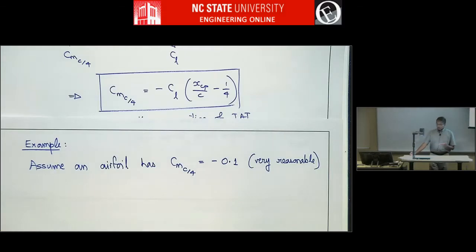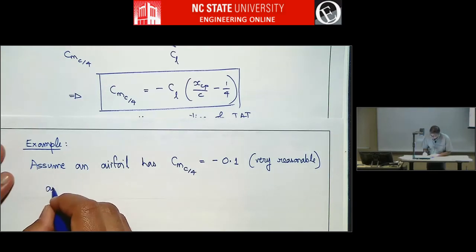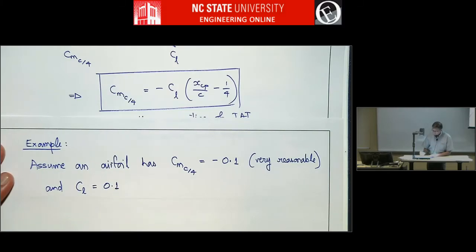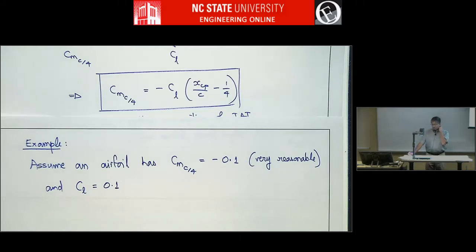So at what condition is this pitching moment going to happen? Will it be at low lift coefficient, high lift coefficient, moderate lift coefficient? Or doesn't matter? And let's say lift coefficient is 0.1. How will pitching moment coefficient about the quarter chord vary with lift coefficient? Well, it won't change, right?